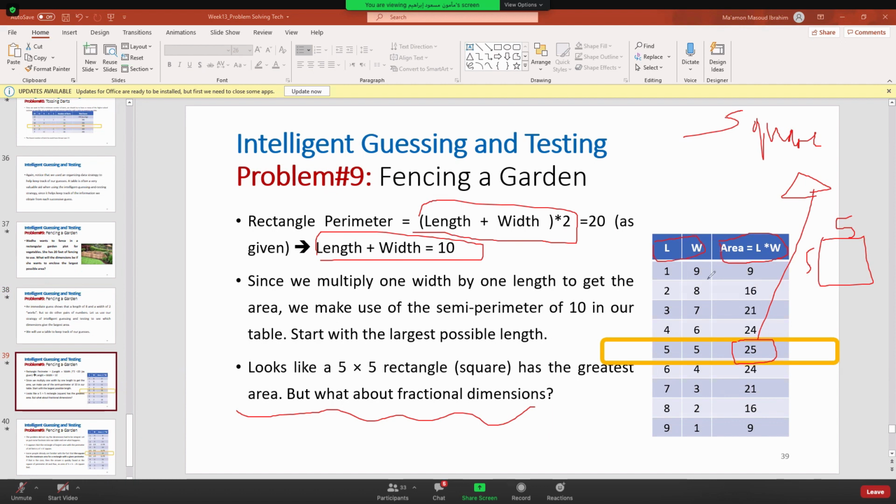The area is length times width, and the sum of the length and the width must equal 10. And this is the answer here.